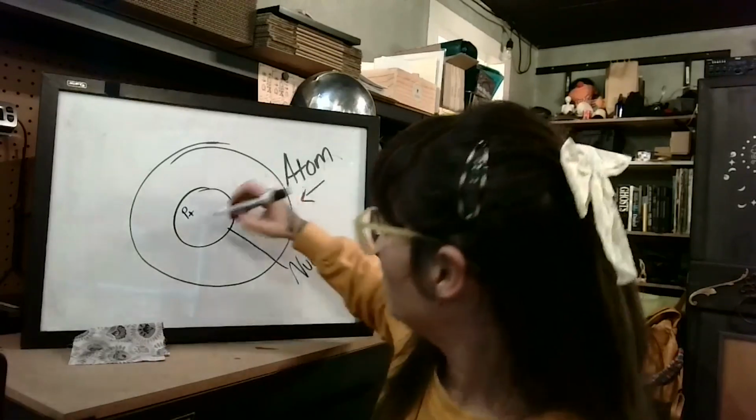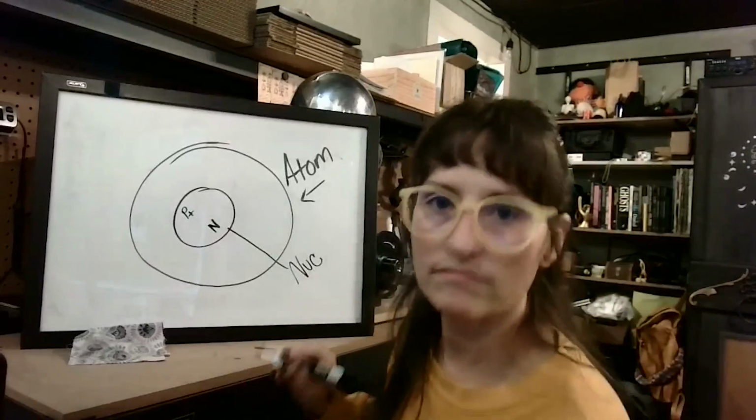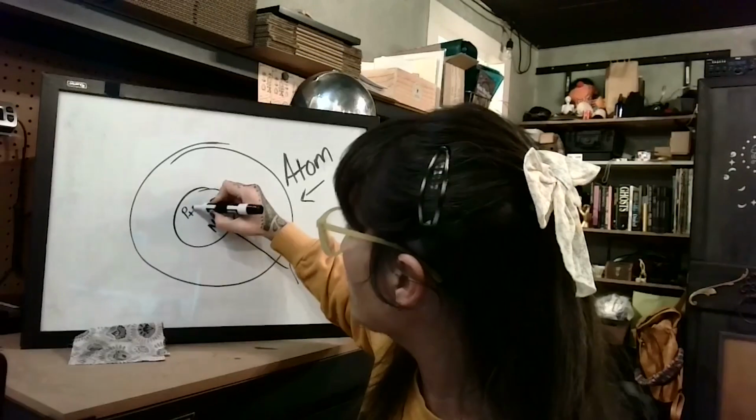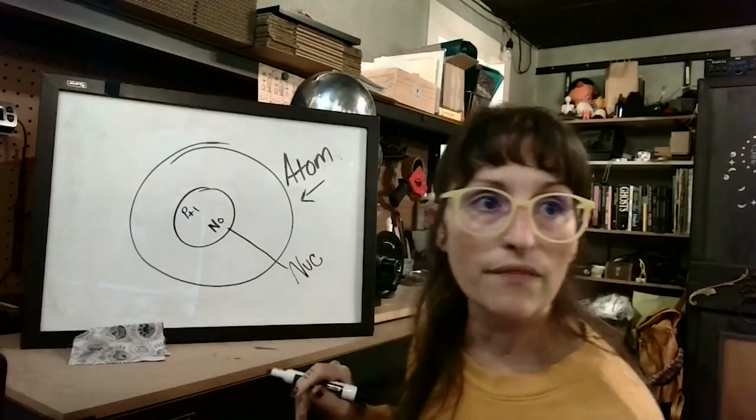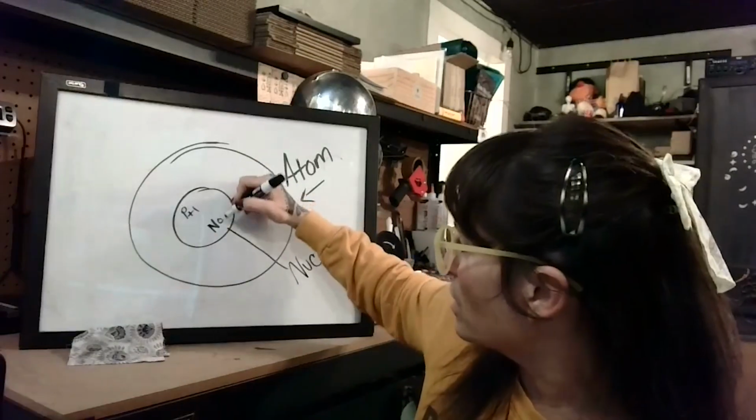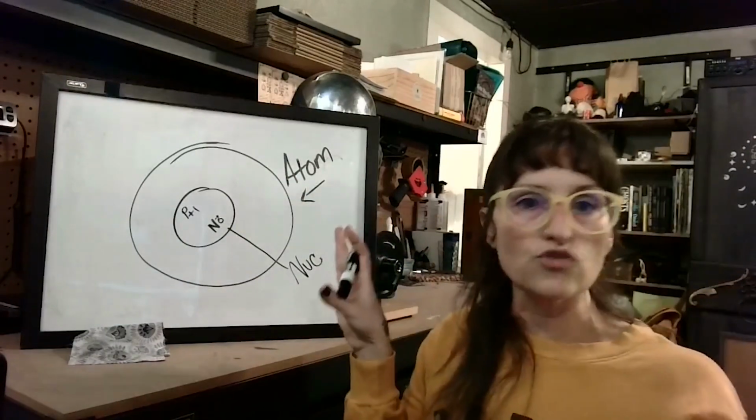Neutrons, however, have a neutral charge. So they're like a net zero. Protons are like a positive, so we're going to put +1 there. Can we see that? Yeah, you guys can see this. And then neutrons are going to be plus or minus 0, because they're just neutral.